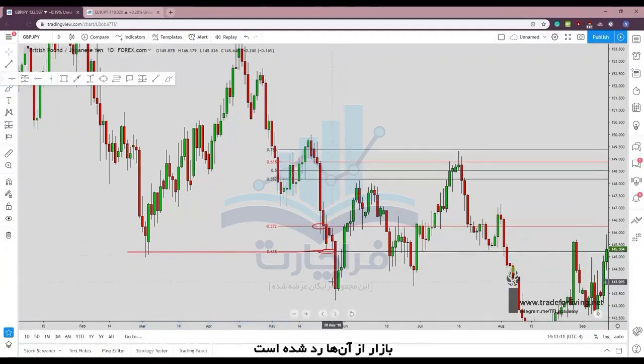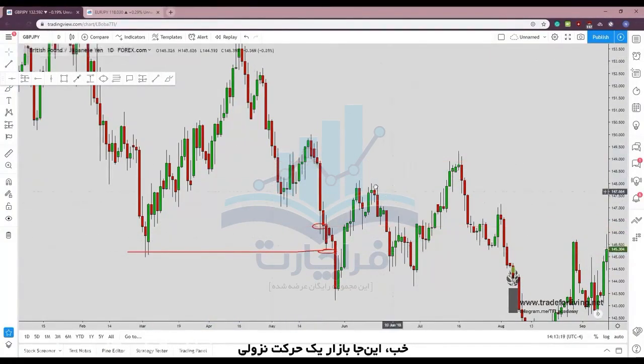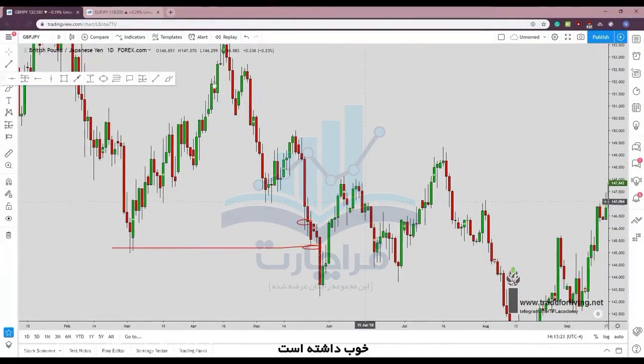But anyway, in this case the market exceeded them, but it doesn't matter. You need clear targets when you're analyzing the market. Let's keep going. The market makes a nice impulse to the downside here, creating a lower low, so a low that is lower than this low here.